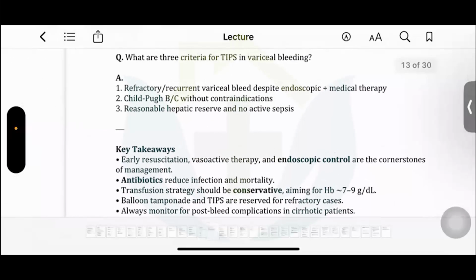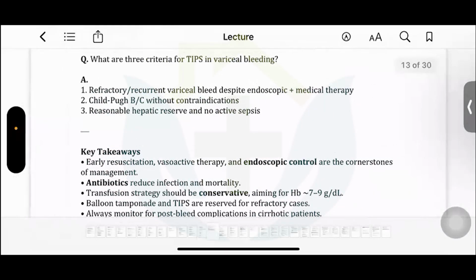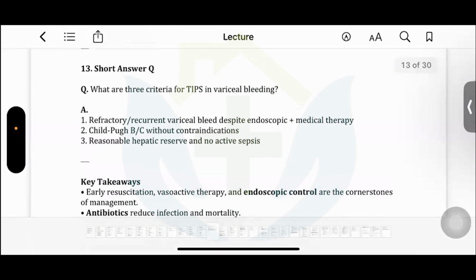What are the 3 criteria for TIPS in variceal bleed? So these are refractory or recurrent variceal bleed despite endoscopic or medical therapy, patients with Child-Pugh class B or C without any contraindications, and a reasonable hepatic reserve and no active sepsis. These are the major criteria for selecting the patient for TIPS. This is an important short answer question from which many questions can be framed. Is that okay?